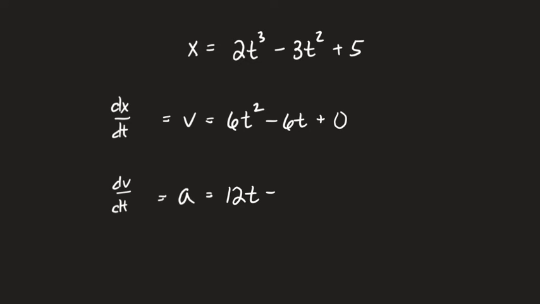No exponent on the t means that the exponent is 1. So 1 times 6 is 6. t to the 1 minus 1 is t to the 0. So I'm done. Yes, sir? With this, would you be able to say that the jerk is 12 meters per second cubed, or is that not a thing? That's a thing.